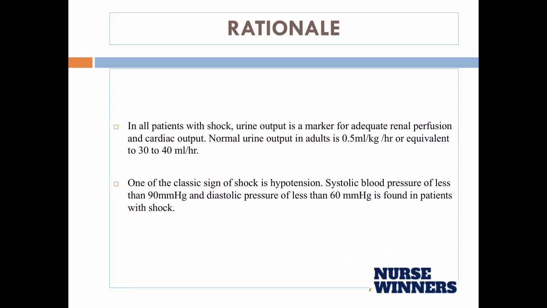Rationale. In all patients with shock, urine output is a marker for adequate renal perfusion and cardiac output. Normal urine output in adults is 0.5 ml per kg per hour, or equivalent to 30 to 40 ml per hour. One of the classic signs of shock is hypotension. Systolic blood pressure of less than 90 mm of Hg and diastolic pressure of less than 60 mm of Hg is found in patients with shock.